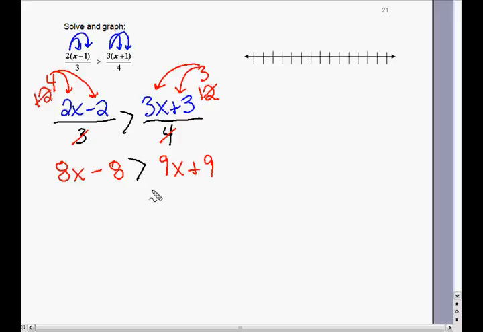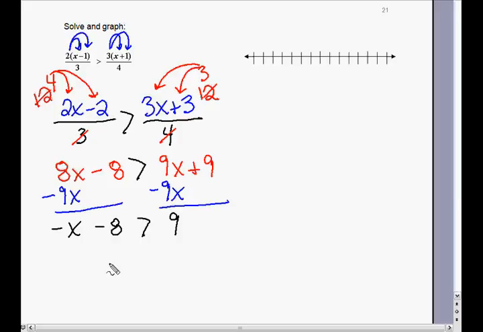We have x on both sides of the inequality, so we need to bring those together. Let's add a negative 9x to both sides. That'll give us a negative x minus 8 is greater than 9. X is not yet alone. We still need to get rid of the negative 8. So we can add a positive 8 to both sides. Gives us a negative x is greater than 17.